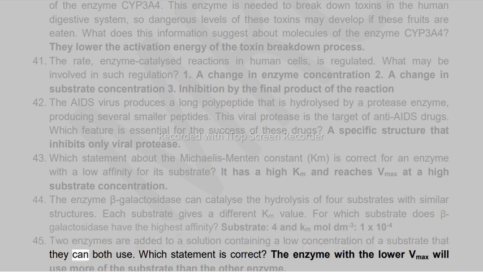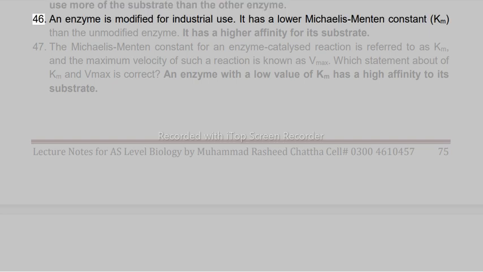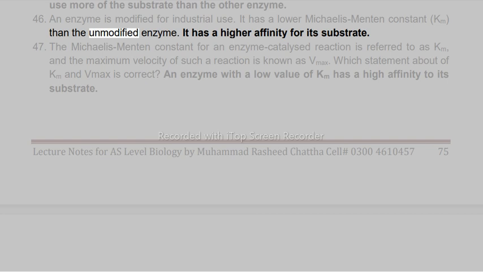45. Two enzymes are added to a solution containing a low concentration of a substrate that they can both use. Which statement is correct? The enzyme with the lower Vmax will use more of the substrate than the other enzyme. 46. An enzyme is modified for industrial use. It has a lower Michaelis-Menten constant, Km, than the unmodified enzyme. It has a higher affinity for its substrate.